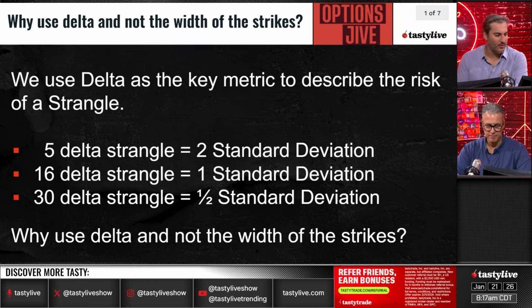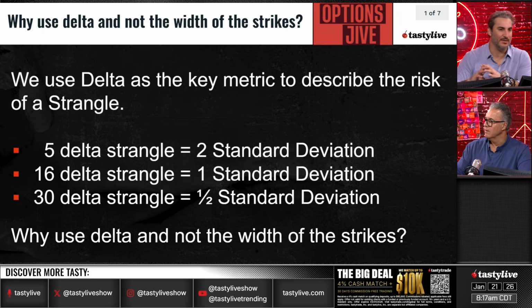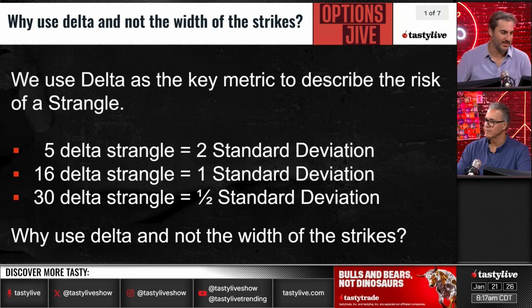The real question is why do we use delta, not the width of the strikes, when we mention strangles? It's just a real easy way to point you in the right direction, because the width isn't always going to be the same. Delta is the same across multiple different underlyings. 10 delta is 10 delta across the board, whereas a $10 difference in call and put is going to be way different in a $200 stock compared to a $20 stock. So we always use delta to describe where our options are relative to the underlying stock.